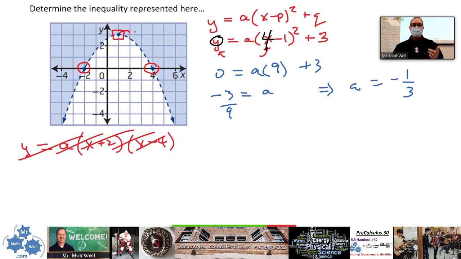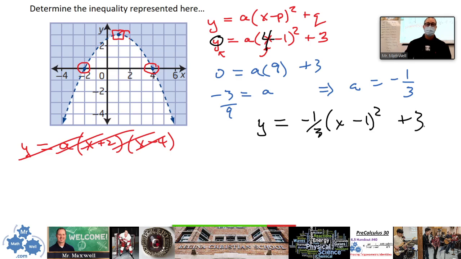Okay, so we guessed about a 1/3 for a, and of course it's in the down direction, so it's negative 1/3. So here's my equation for my boundary. y equals negative 1/3 (x minus 1) squared plus 3. Good? Question? I know I'm going kind of fast, but this is review.